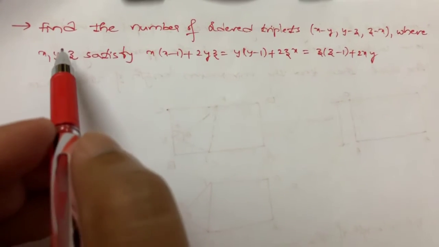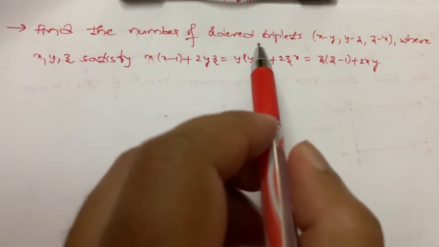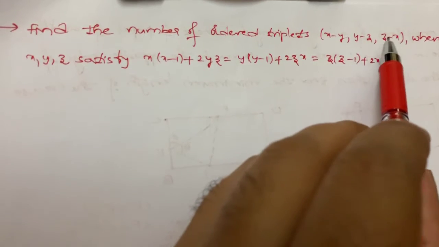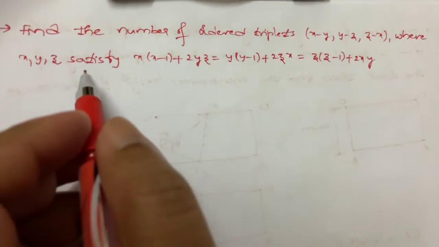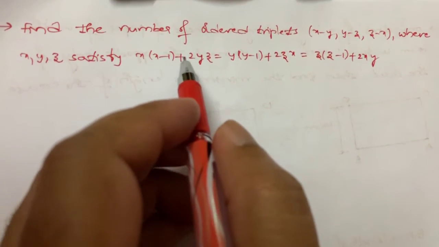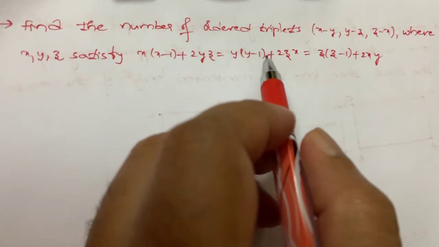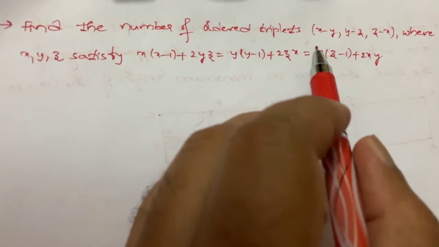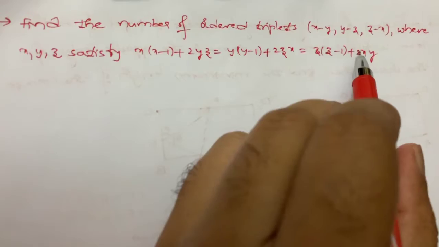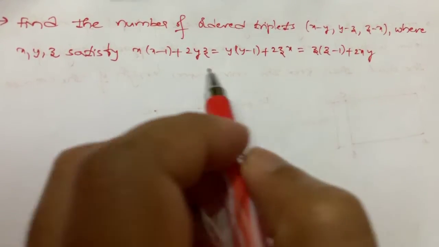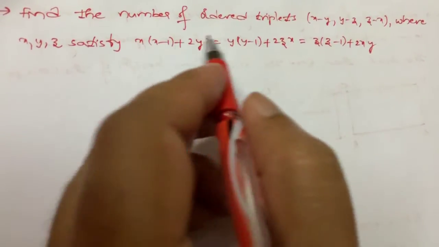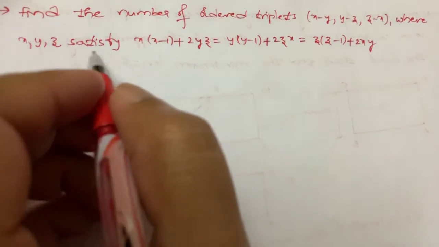Let's look at this problem. Find the number of ordered triplets (x − y, y − z, z − x), where x, y, z satisfy x(x − 1) + 2yz = y(y − 1) + 2zx = z(z − 1) + 2xy. So let's say all these three are equal, so we'll equate them to k.